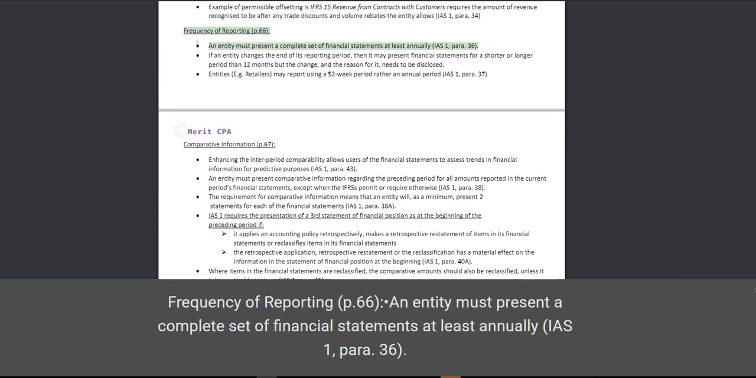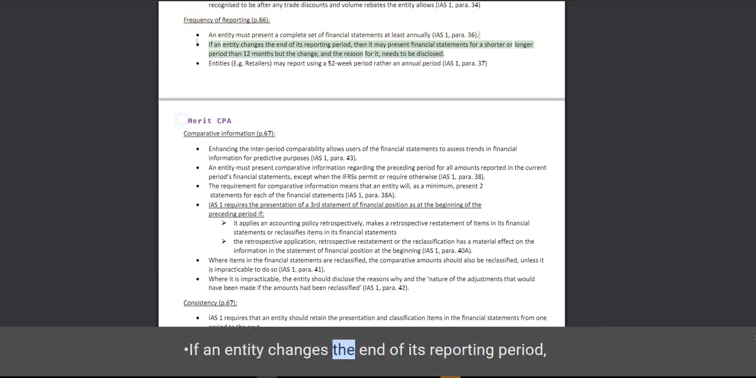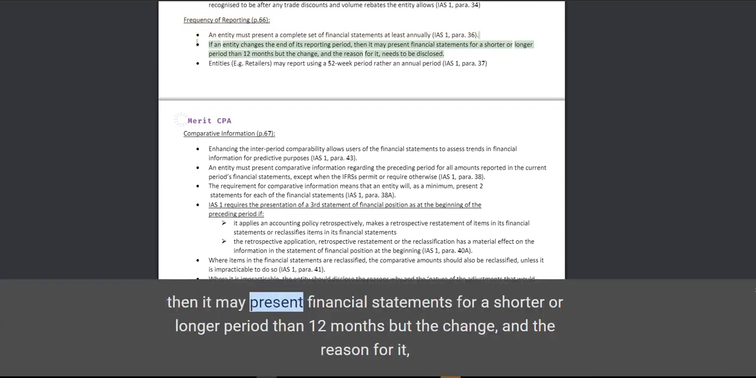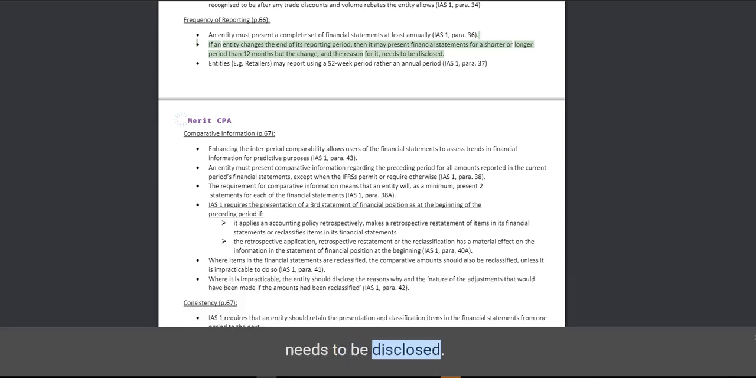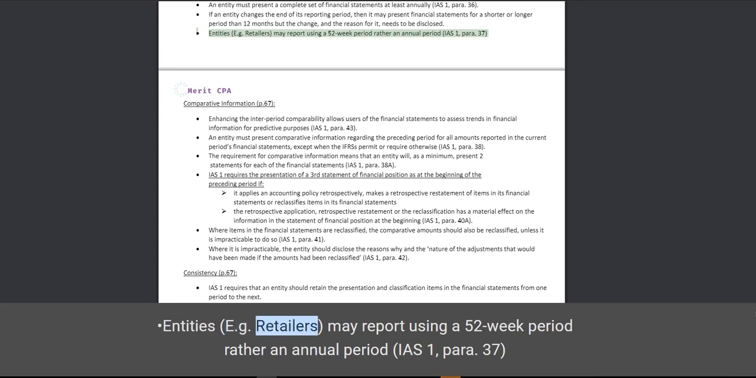Frequency of reporting. P.66. An entity must present a complete set of financial statements at least annually. IAS 1, para. 36. If an entity changes the end of its reporting period, then it may present financial statements for a shorter or longer period than 12 months, but the change, and the reason for it, needs to be disclosed. Entities, for example retailers, may report using a 52-week period rather than annual period. IAS 1, para. 37.